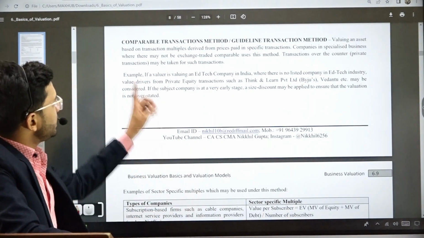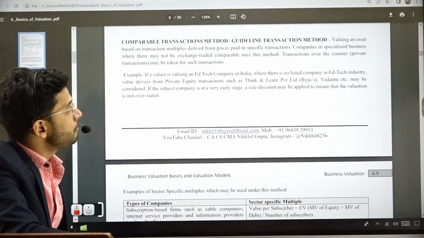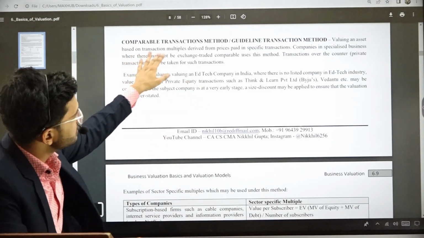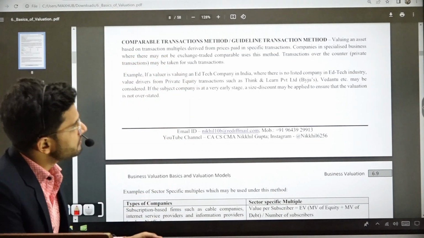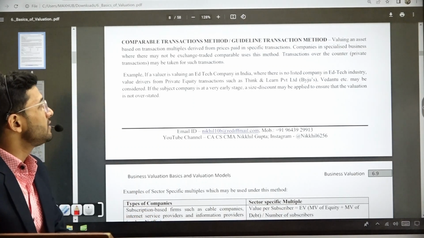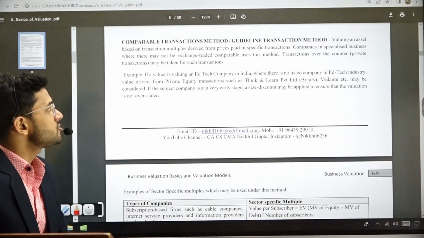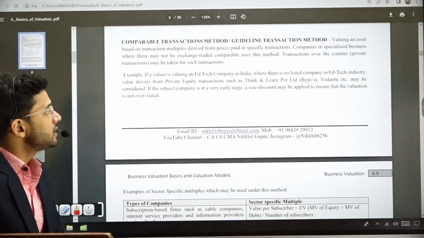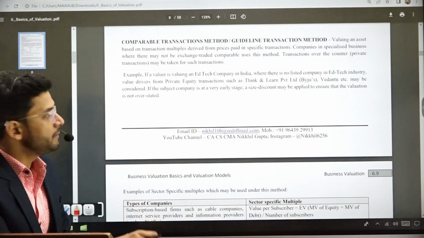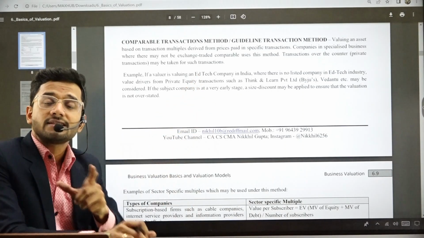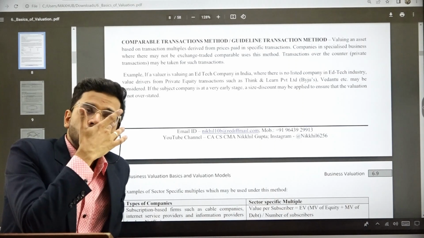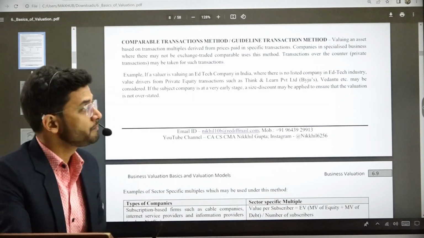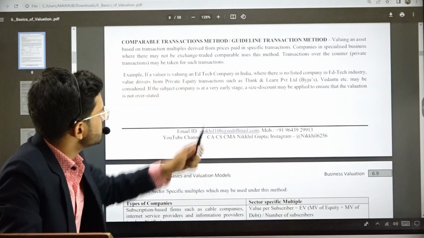It says that valuing an asset based on the transaction multiples derived from prices paid in specific transactions. So how is value computed? Value is computed according to the transaction multiples derived from prices paid in specific transactions. Companies in specialized business where there may not be exchange traded comparables use this method. So companies which are in specialized business where exchange traded multiples are not there, in that case, guys, we use this particular method. Transactions over the counter, which are private transactions or private placements, are transactions which are not occurring through the stock exchange. That is known as private placement or transaction over the counter. So private transactions may be taken for valuing such companies.